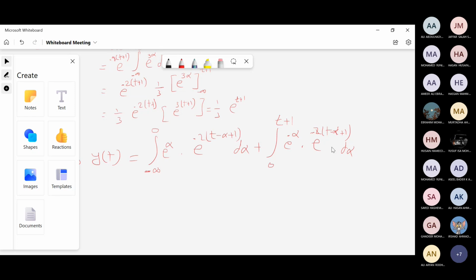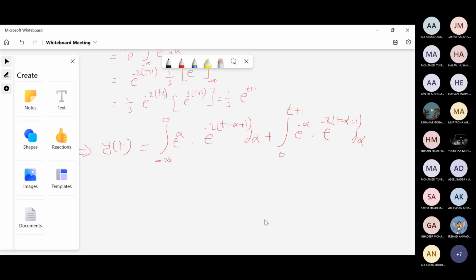Then you just need to work with this as calculus, as we did before. Here again, if you take e to the power of minus 2 t plus 1 as a common factor, then what is left is e to the power of plus 2 and here 1, so e to the power of 3 alpha d alpha from minus infinity to 0, plus. Similarly, here you can take minus 2 t plus 1 as a common factor, from 0 to t plus 1, then here we have plus 2 minus 1, so it is plus alpha d alpha.